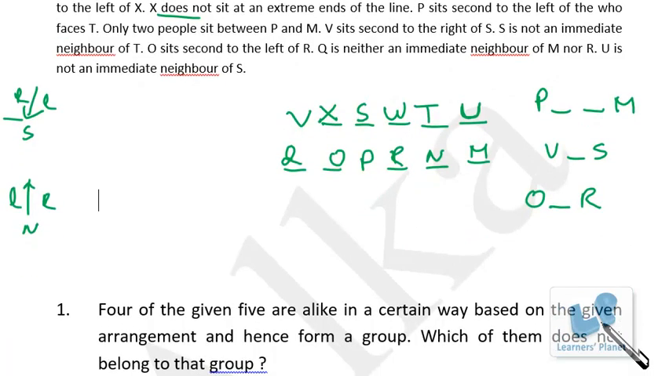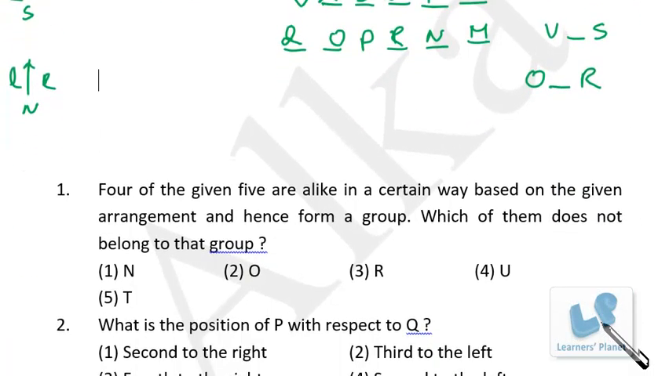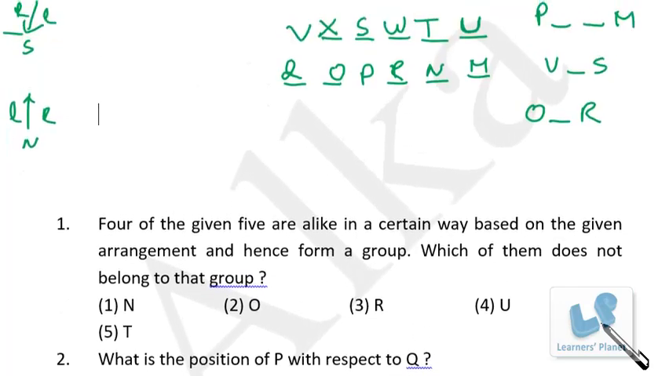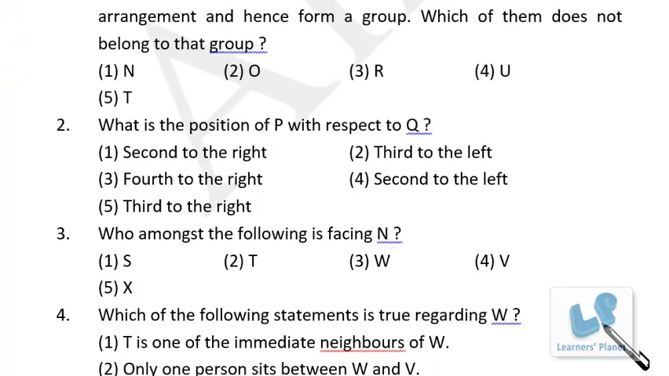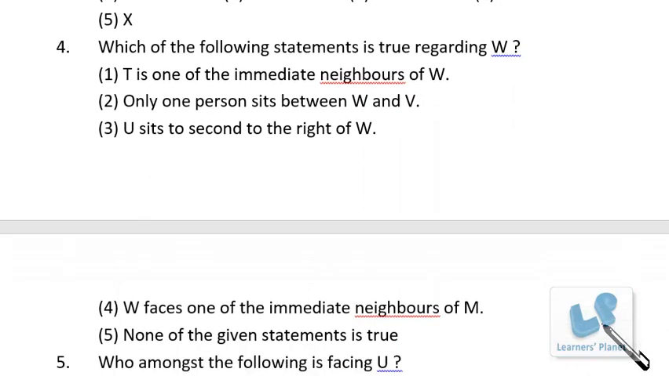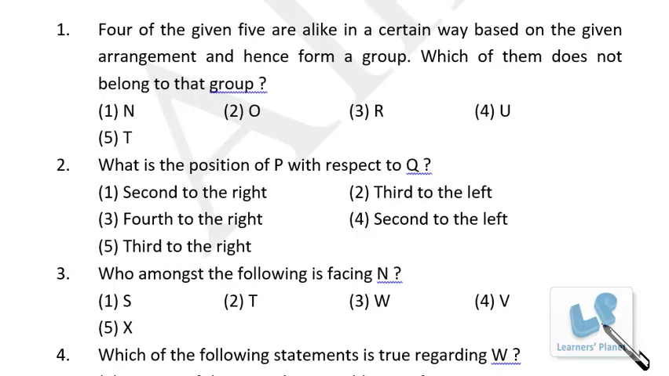So when the arrangement is done, it's really easy to answer all the questions. Who amongst the following is facing N? So that is T. Okay, there are some 5 questions. Just go through all the questions and answer. Just pause the session, read the questions and answer them.